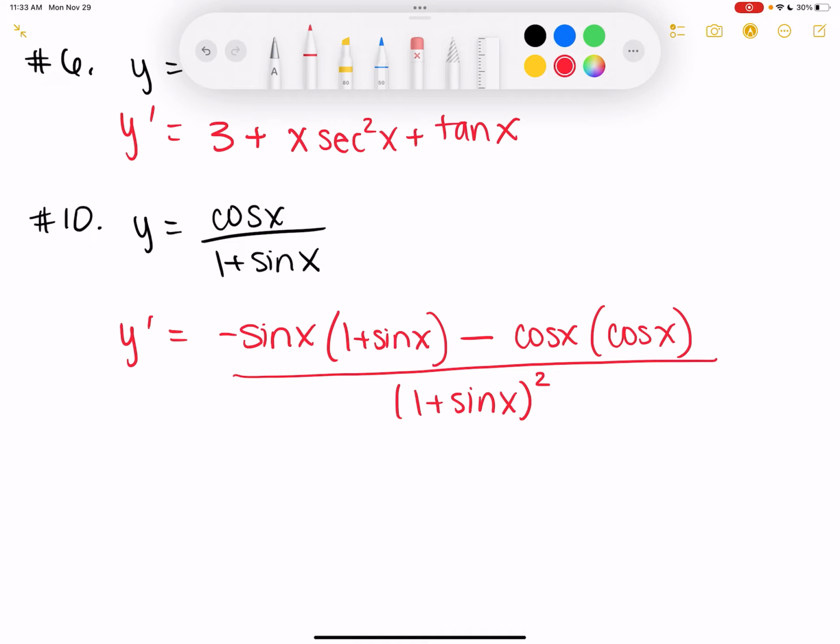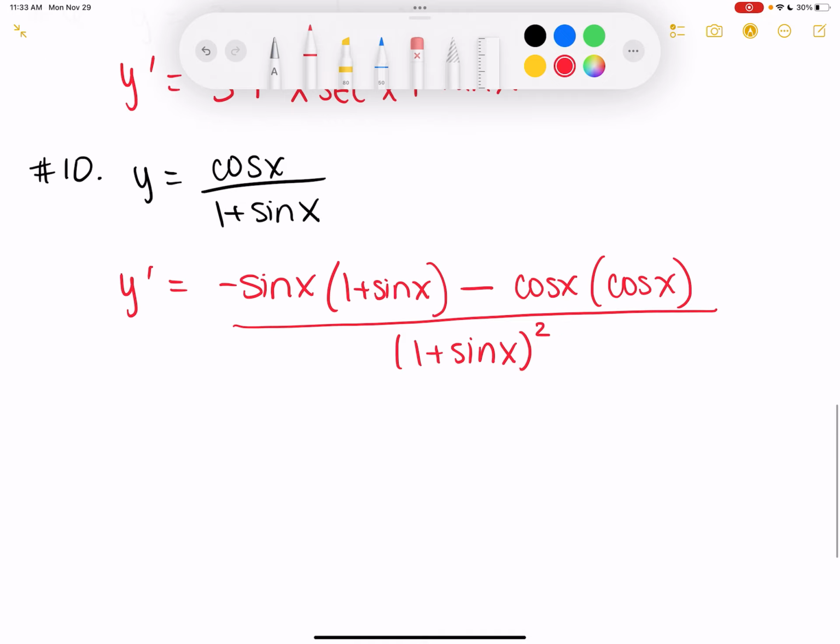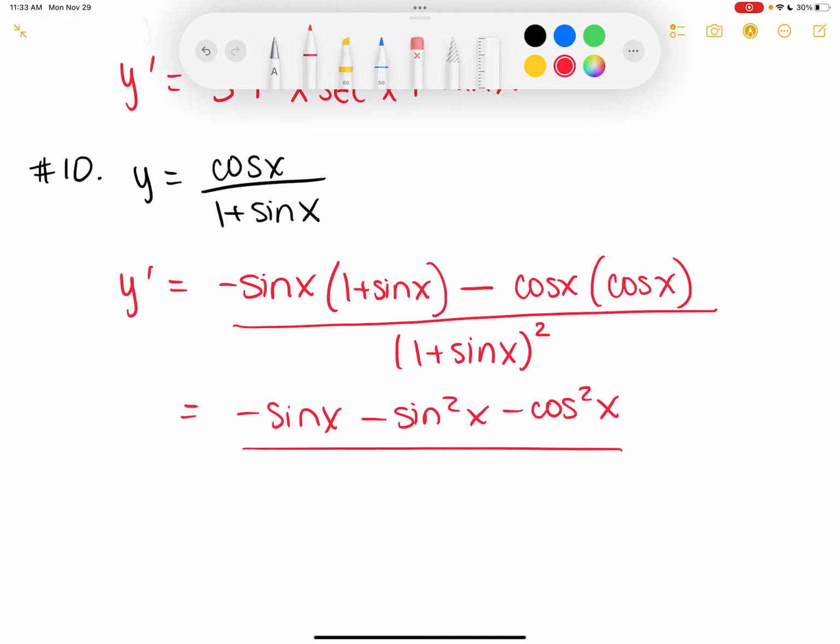So, all right, now I'm going to multiply this stuff through here on top. So this gives me negative sine of x minus sine squared of x minus cosine squared of x, all over 1 plus sine of x squared.